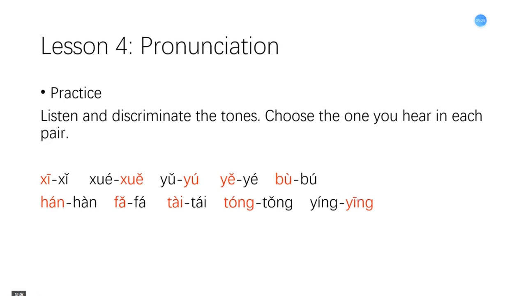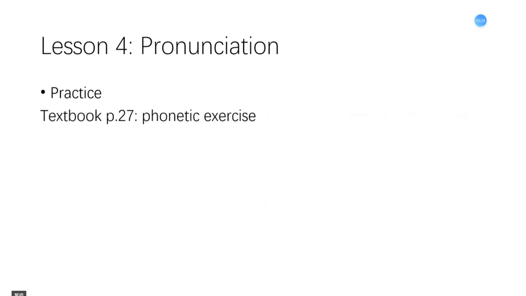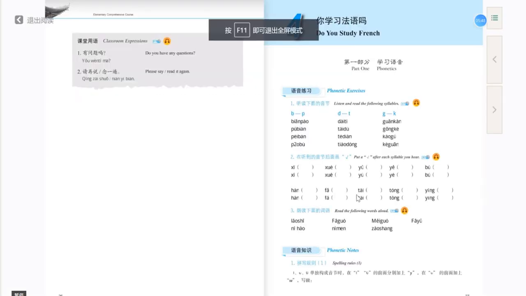Okay, so this is just an exercise about tones, okay? And we will also do two other phonetic exercises in our textbook. So please open the book and turn to page 27. Okay, let's see. There are two other phonetic exercises in lesson 4. Okay, so the first one is listen and read the following syllables.